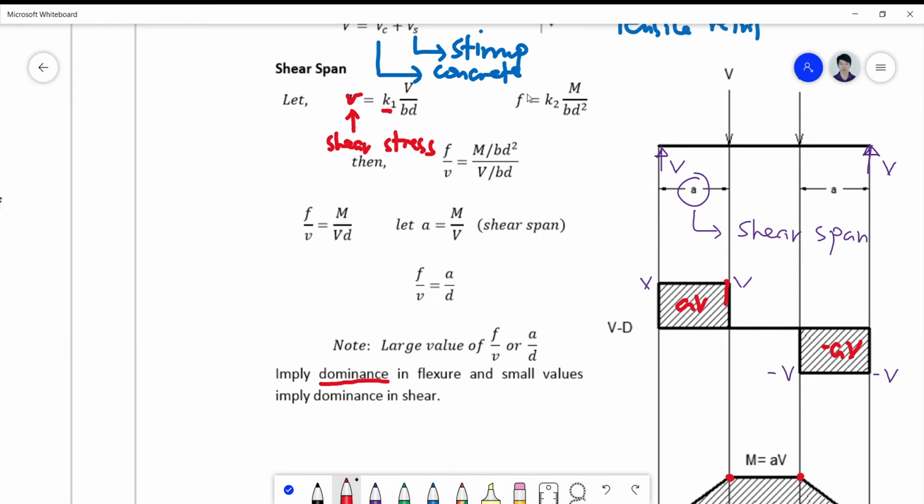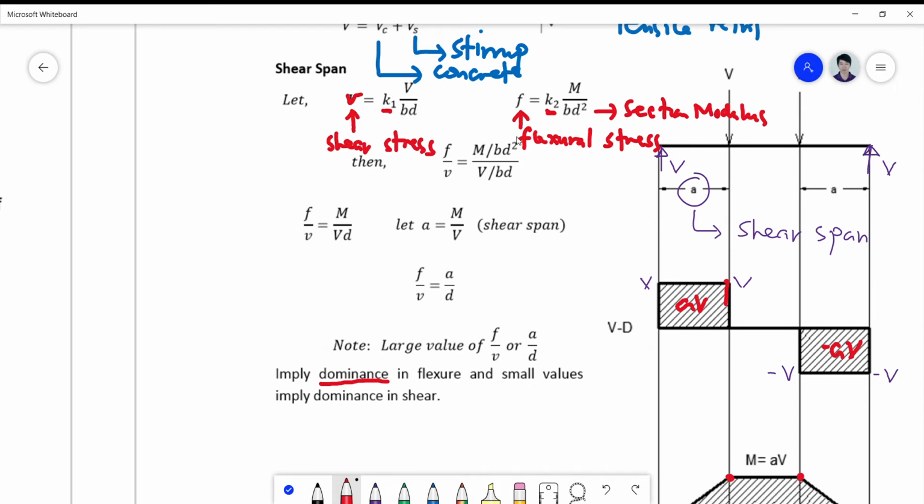And then we also know that f, the flexural stress, as we noted in your elastic concepts in flexure, is simply a moment over a certain parameter, which you call the section modulus, multiplied by, again, another coefficient, k2. We don't know what the value is. But what is important there is if we divide f divided by v, we get this formula.